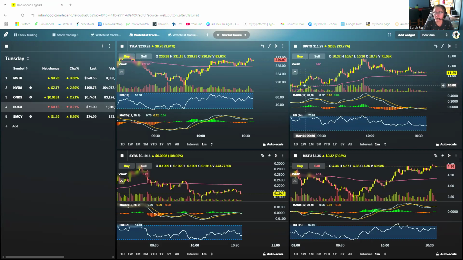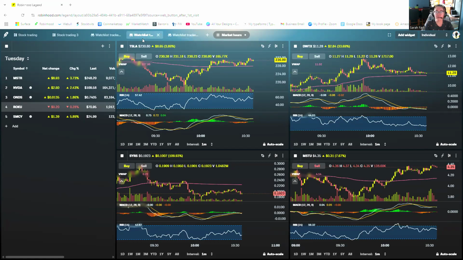If you are in the States, Robinhood Legend is really good for watching trades. I do most all my active trading over on Robinhood. I also watch on Webull sometimes as well if I'm on my phone, because Robinhood Legend is only available on your desktop. So here we are inside of Robinhood Legend. You would just sign into your account and click Robinhood Legend on your desktop.